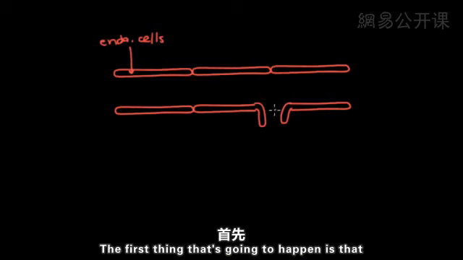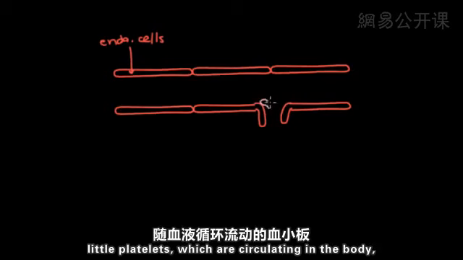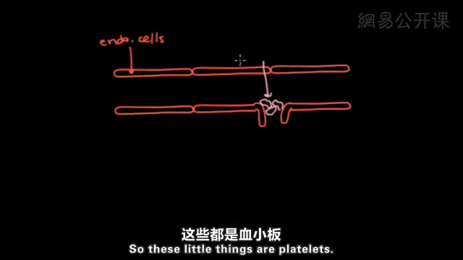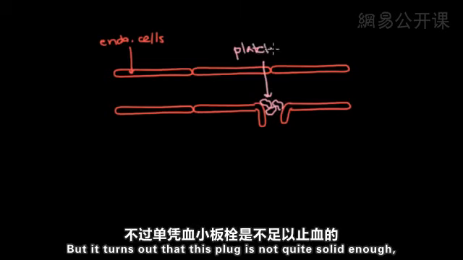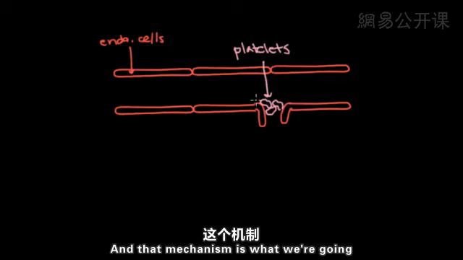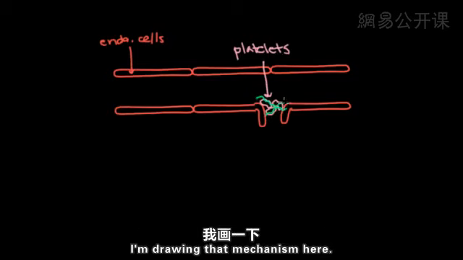The first thing that's going to happen is that little platelets, which are circulating in the body, are going to come and deposit there and form an initial plug. So these little things are platelets. But it turns out that this plug is not quite solid enough, and so the body needs a second mechanism to solidify the plug. And that mechanism is what we're going to talk about most in this video. And I'm drawing that mechanism here.